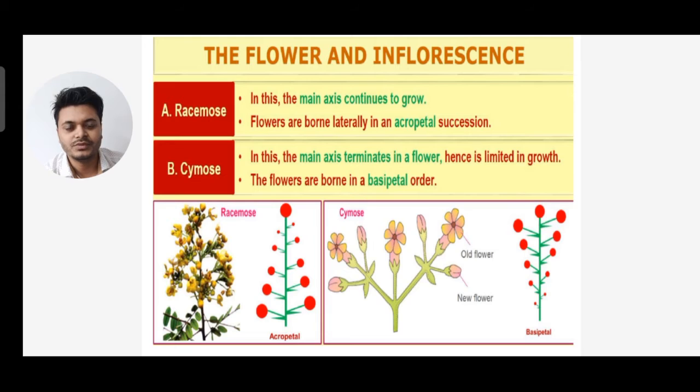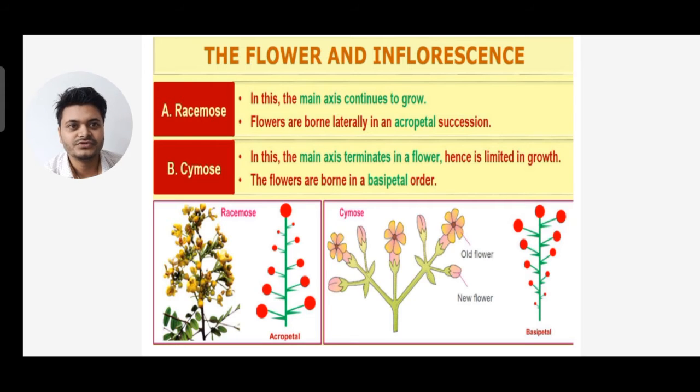Now, what is a racemose? In this type of inflorescence, the main axis continues to grow and flowers are borne laterally in acropetal fashion. You can see below the racemose inflorescence and its pattern.